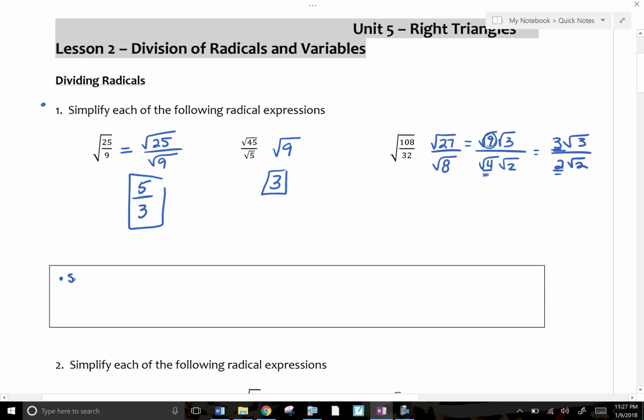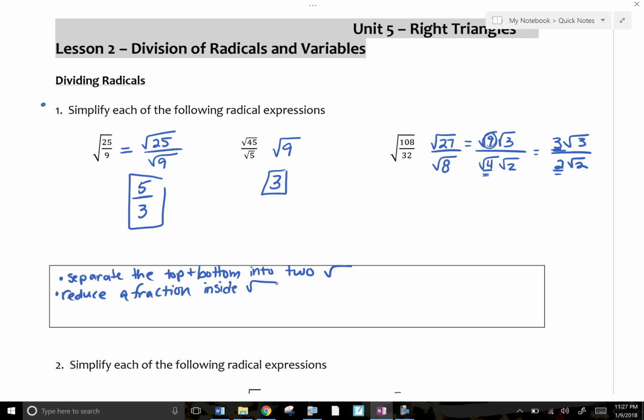So what did we really do here? We learned that you can separate the top and bottom into two radicals if needed. We learned that you can reduce a fraction inside a radical. And then basically you simplify after that. All right, so if you're dividing radicals, you can separate the square root or put it together to reduce it.